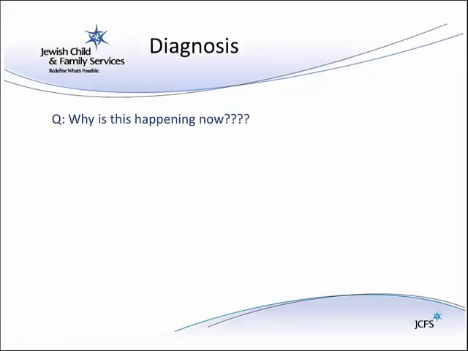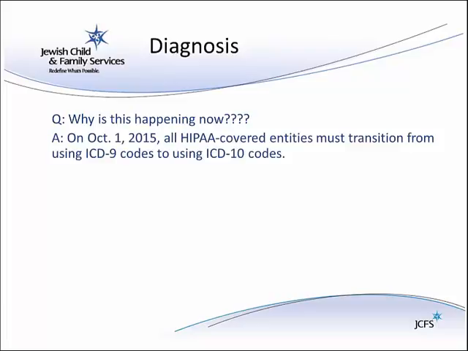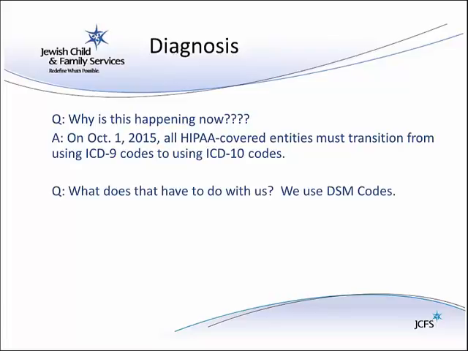The first question everyone seems to have is, why is this happening now? And the answer is that on October 1st of 2015, all HIPAA-covered entities must transition from using the ICD-9 codes to using the ICD-10 codes. Which begs the question, what does that have to do with us? We use DSM codes, not ICD codes. And the answer is that DSM-5 codes and ICD-10 codes are coded and chosen the same way, and the billing is all done through ICD-10 codes.